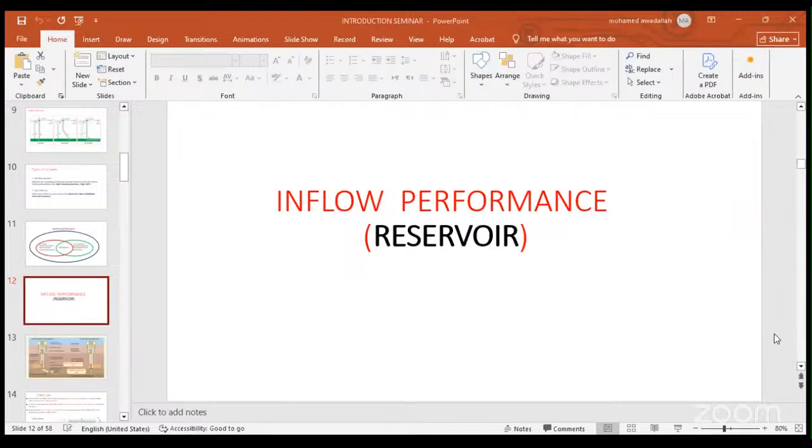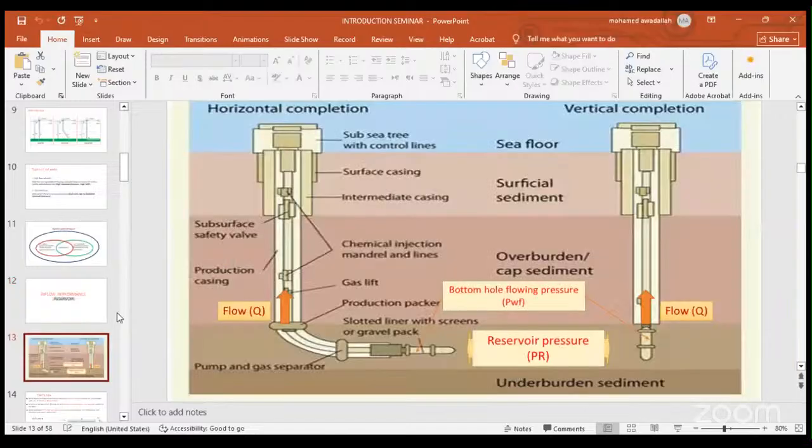Moving now to the next slide, where we will discuss the VLP. Imagine that we have a reservoir here and we have two wells drilled in the reservoir. One is vertical and one is deviated. So the flow will move from the reservoir through the formation to reach the bottom hole, then flow to surface through the well.